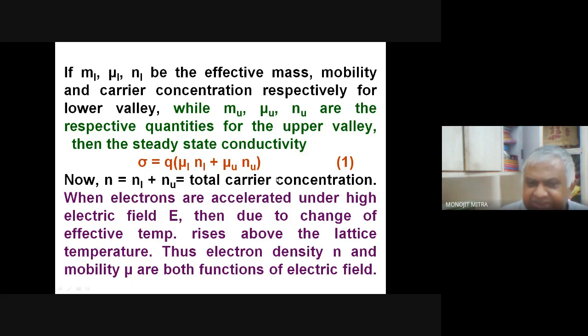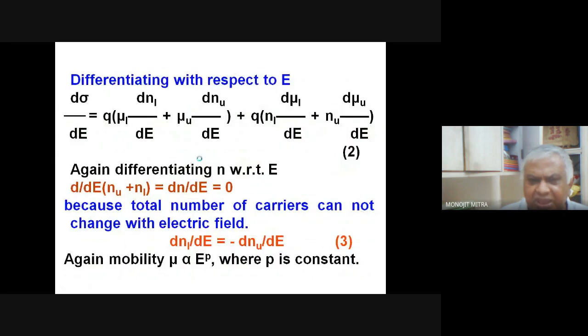That means in the next step, when we are differentiating sigma with respect to E, electric field, we are going through the partial derivative method, and here you will see that Q is charge, which is independent of electric field, so that's why it is outside the bracket, it is a constant.